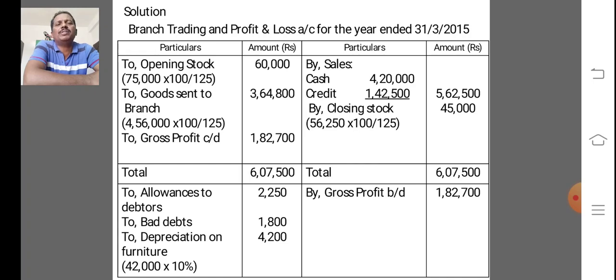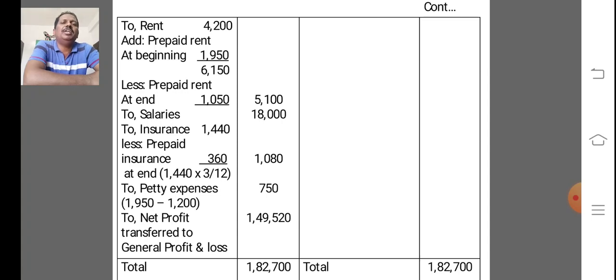debit the depreciation on furniture 42,000 into 10%, that is 4,200, and debit the rent in the inner column 4,200, add prepaid rent at the beginning 1,950, total 6,150, kept in the inner column, because less prepaid rent at the end 1,050, and the final balance is 5,100, and debit the salary 18,000, and insurance in the inner column 1,440 less prepaid insurance 360 at the end, that is 1,440 into 3 divided by 12, that is 360 to be deducted from 1,440, then we get 1,080, and the petty expenses, that is 1,950 minus 1,200, that is 750, and the credit side total is 1,82,700, the difference is 1,49,520, which is the net profit.